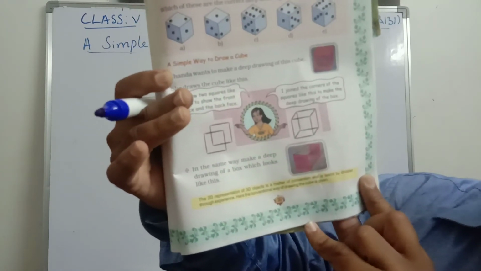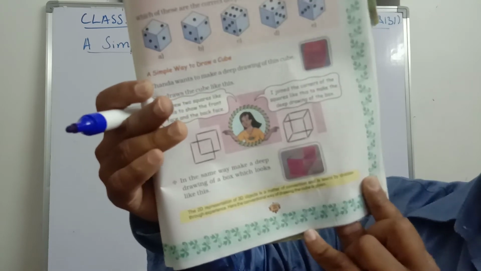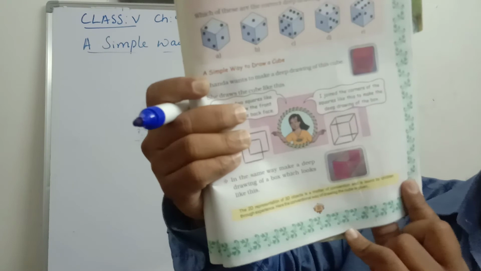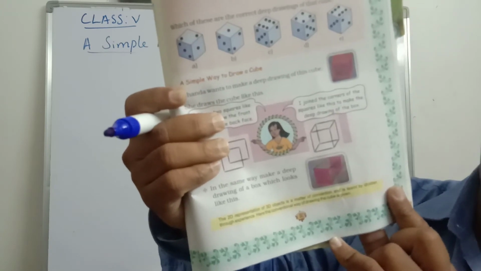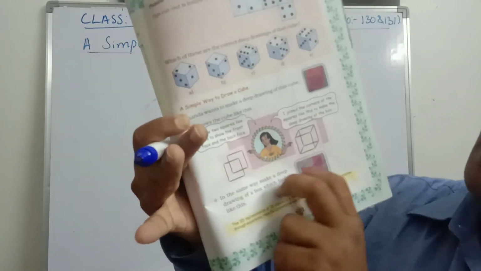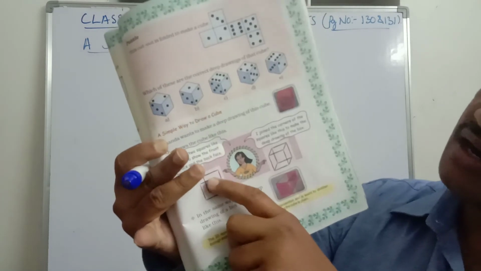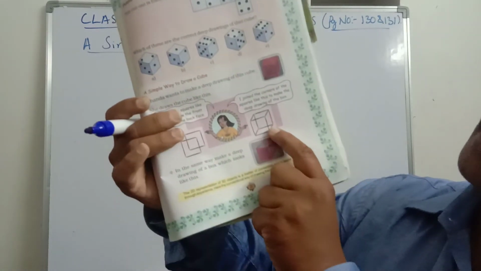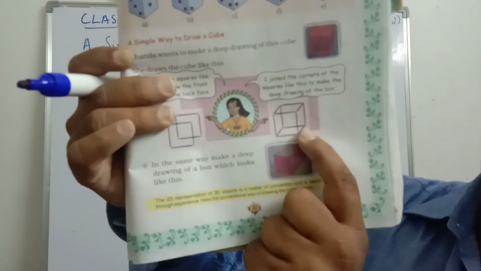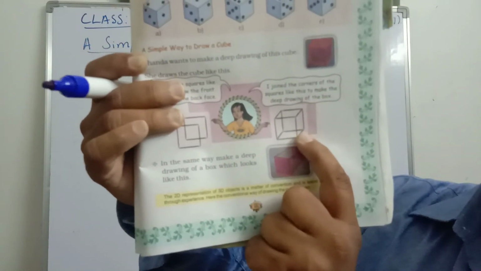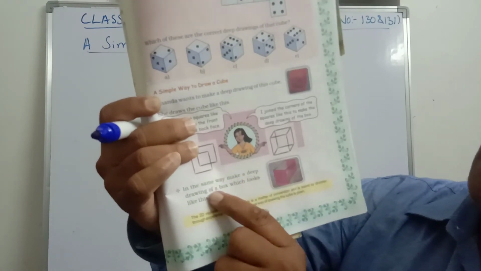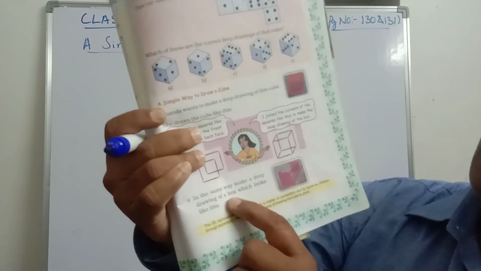So what she did, she has drawn 2 squares. One is the front face, the other one is the back face. Front face and back face, 2 squares like this. Then she joined the corners of those 2 squares, and she got this, a cube. Similarly, in the same way, make a deep drawing of a box which looks like this.